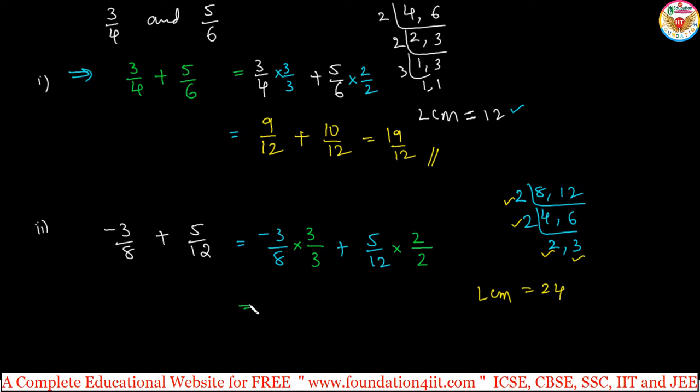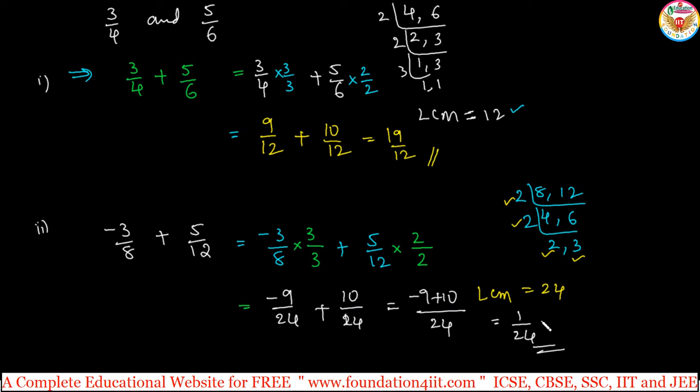Now this value will become like this: minus 3 into 3 is minus 9 by 24 plus 5 into 2 is 10 by the same 24. When the denominators are the same, then minus 9 plus 10. So that is 1 by 24.